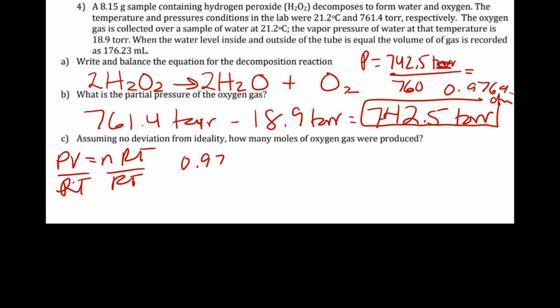So 0.97. How many sig figs again? There's too many sig fig rules to worry about. Let's do 3, I guess. So that's ATM times my volume. This is actually milliliters, so it needs to be in liters for our constant. So 3 to the left, 1, 2, 3.